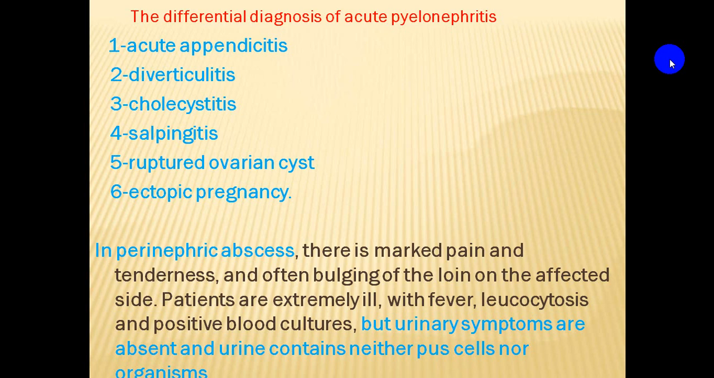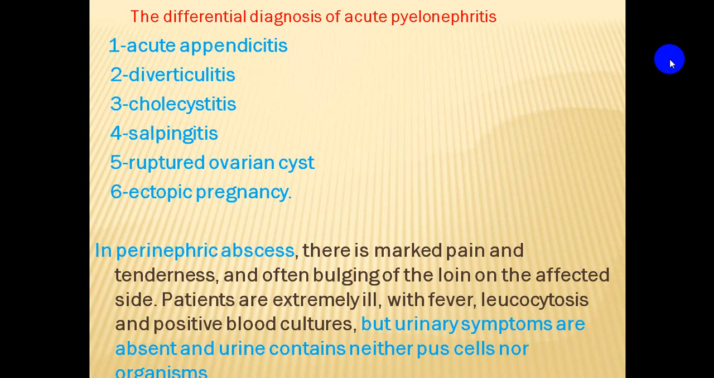And for the diagnosis of acute pyelonephritis, we should consider other possibilities. The manifestation of acute pyelonephritis may simulate other clinical entities. So the differential diagnosis of acute pyelonephritis includes the following. Acute appendicitis may present in the same way as acute pyelonephritis on the right side. Diverticulitis may give the same manifestation. Acute cholecystitis may give clinical features similar to those of acute pyelonephritis on the right side. Salpingitis, ruptured ovarian cyst, and ectopic pregnancy among women may also give similar signs and symptoms. So all these possibilities should be considered before we decide this patient has acute pyelonephritis.